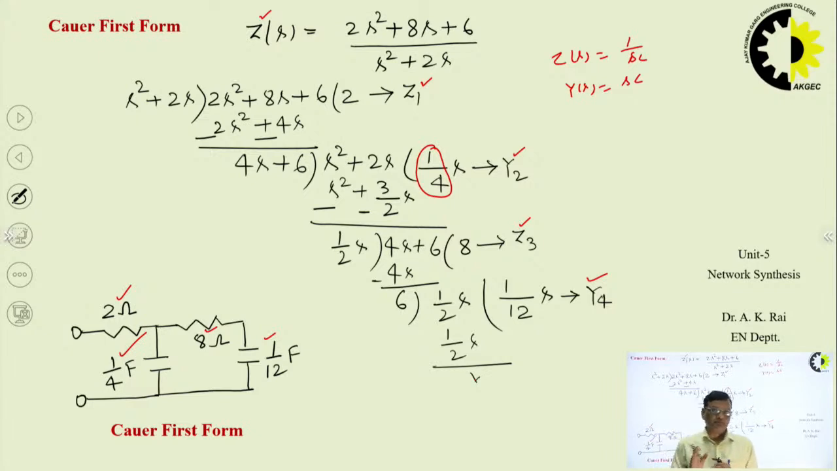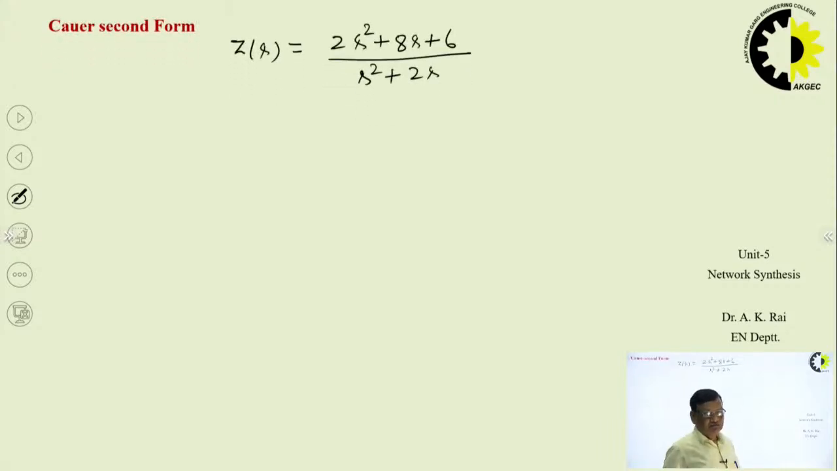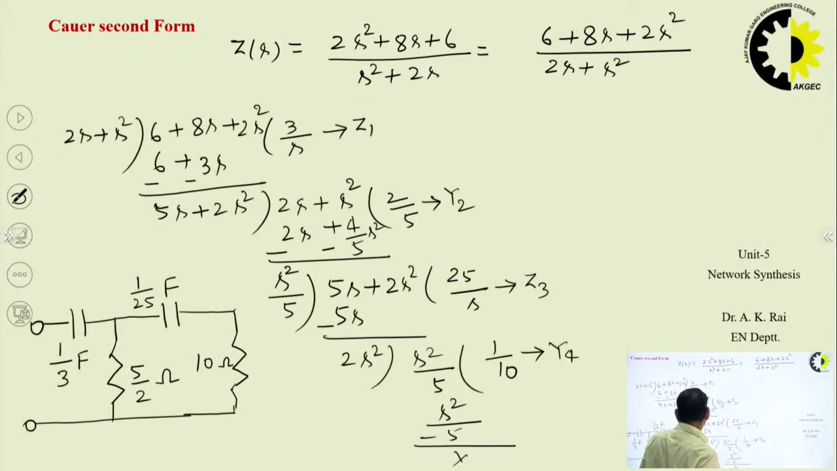For that we have to arrange the polynomials in descending order and divide the numerator by the denominator. In Cauer second we carry out the continued fraction expansion about the pole at origin. So for this what we do, we arrange the polynomials in ascending order and then we divide the numerator by the denominator polynomials and we can get. So, starting with this is Zs, so this is Z1, the first term will be Z1, then we have the inverter, so Y2, Z3 and Y4.